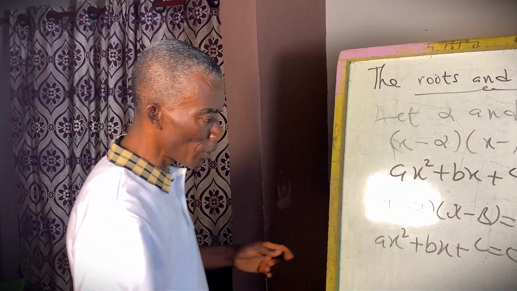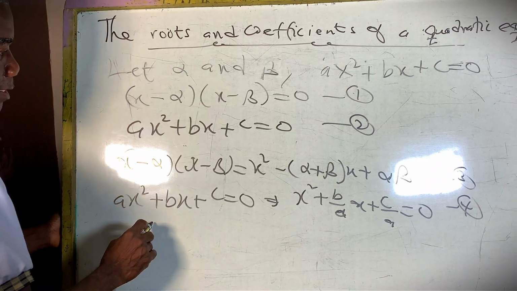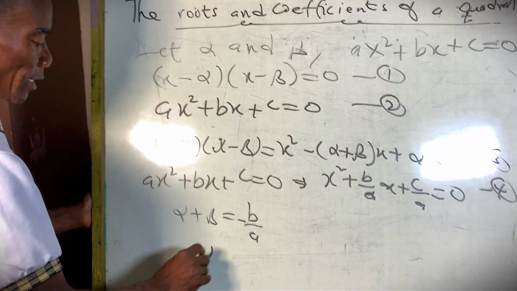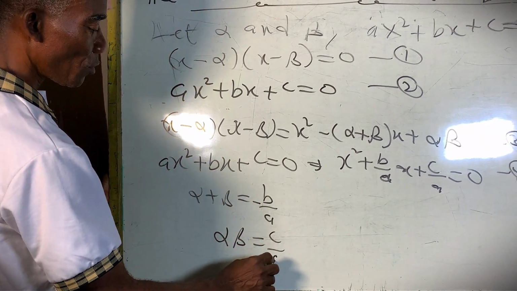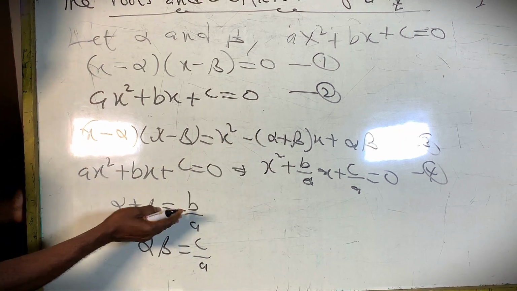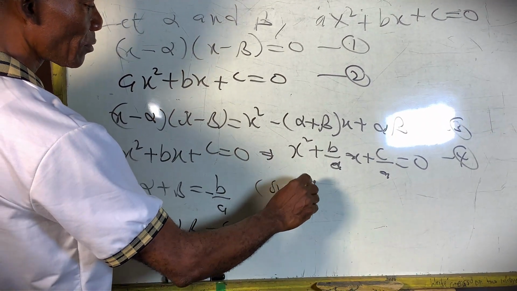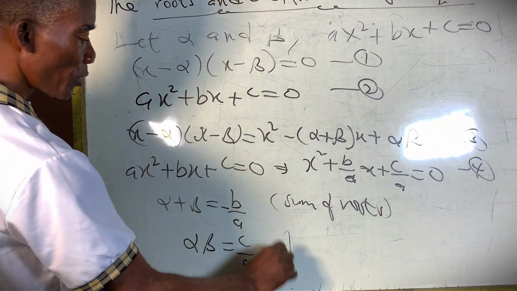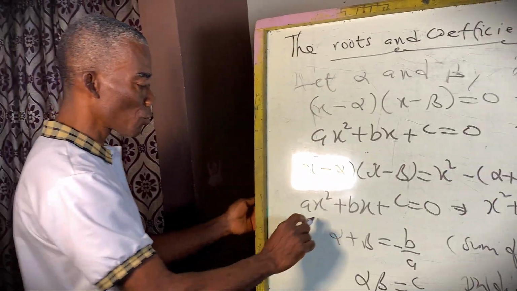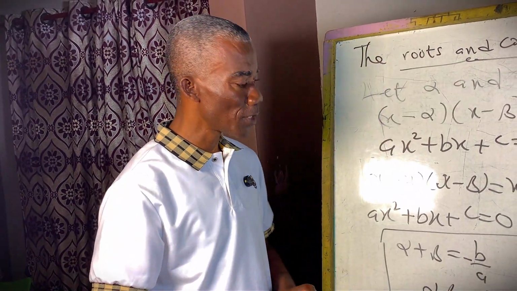So we can compare the two, and by so doing we shall say that if we look at the whole of this, we can say that our alpha plus beta will give us this, and then our alpha beta also gives us c on a. Remember that we are equating this negative alpha plus beta equals this, and then we multiply through by a negative so that we get it on this side. So we call this the sum of roots. We call this the product of roots. Good. So these are two very important concepts that we need to know. So we have the sum of roots and the product of roots, and that's how we normally obtain it.